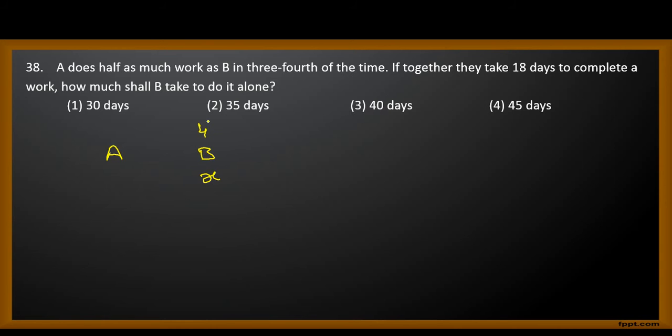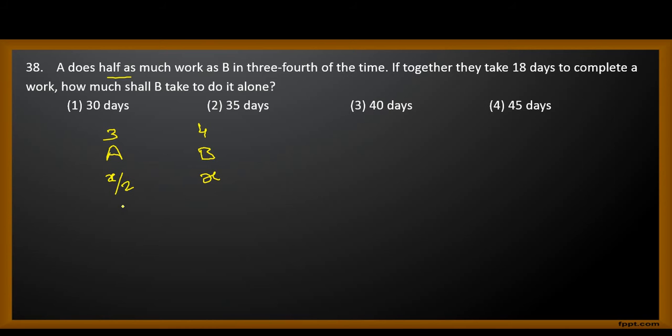Why am I taking 4 days? Because he said that A does half as much work as B in 3/4. What is the number in the denominator? 4. So 3/4 of 4 is nothing but 3. Then in 3 days A will do how much work? Half. It means in 3 days A will do X by 2 units.